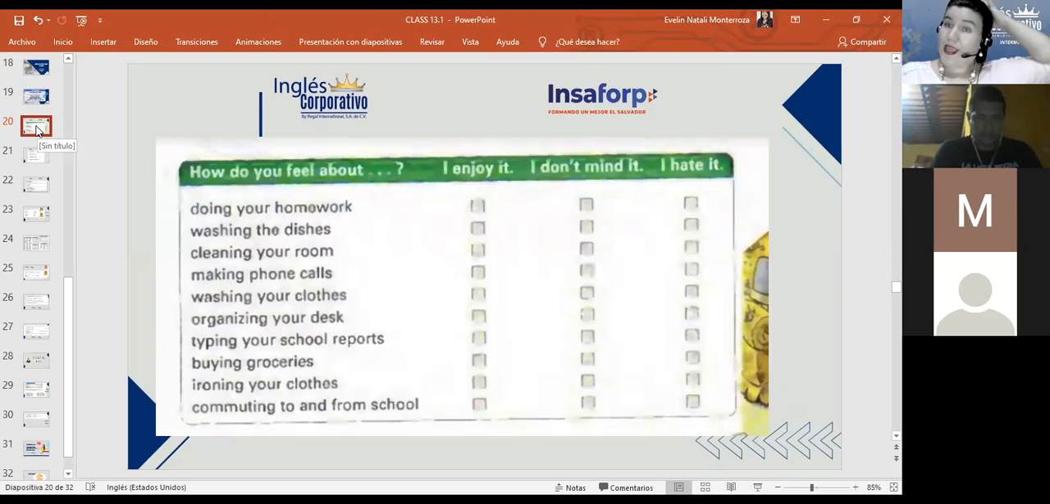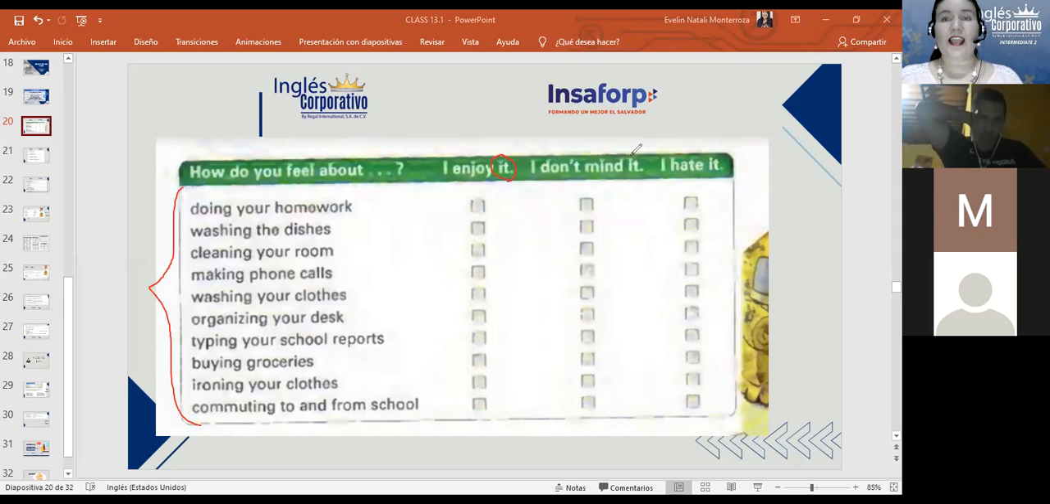So in this case, to complete the sentences, you can say, I enjoy doing homework. I don't mind doing homework. Or I hate doing homework, right? That's the way you are going to complete the different sentences. You are going to replace it with any of the phrases here, okay?